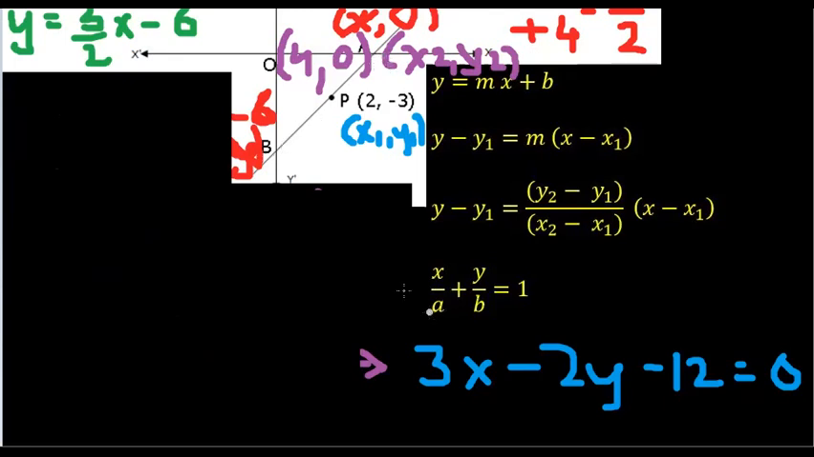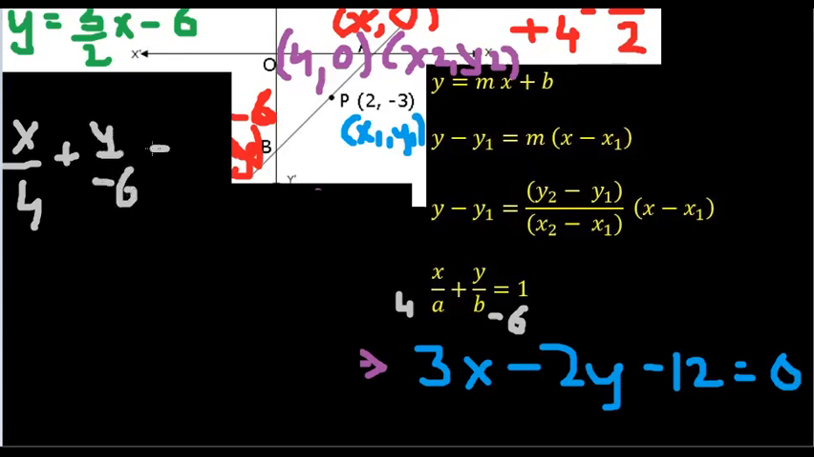So clearly, a is the x-coordinate, so it is 4. And b is the y-coordinate. And we know that the y-coordinate of the y-intercept is negative 6. So this is negative 6. So my equation would be x by 4 plus y by negative 6 is equal to 1. And you can even consider this as negative y over 6.